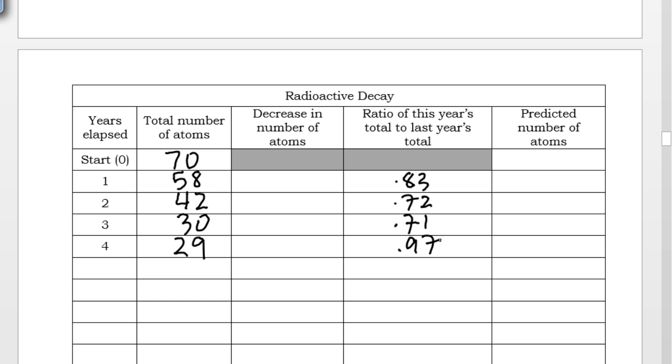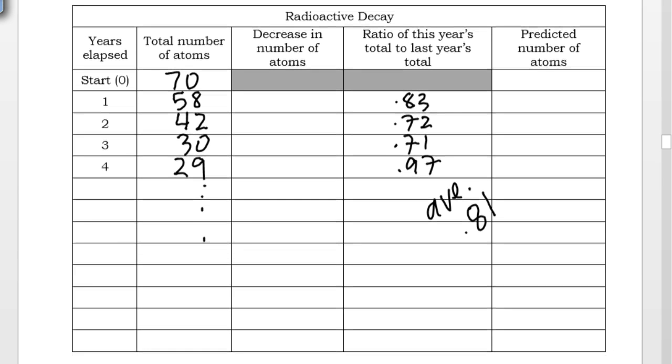I have a ratio as low as 0.71, a ratio as high as 0.97. But, assuming I kept going all the way down the list, I can get the average of these ratios, and I'll just use the 4 I have right now. And right now, my average is 0.81.